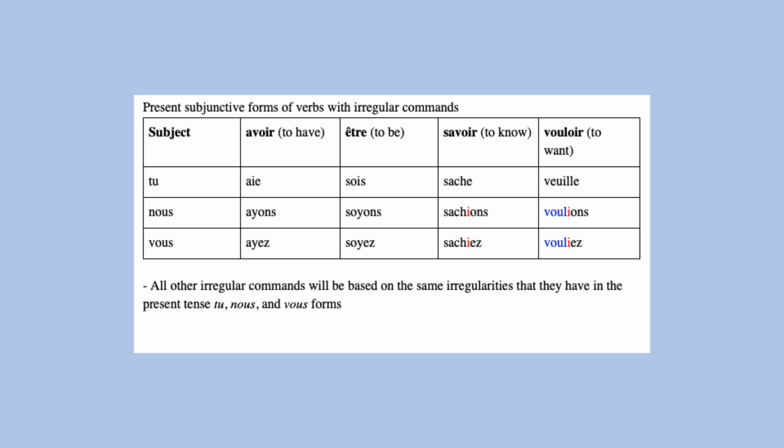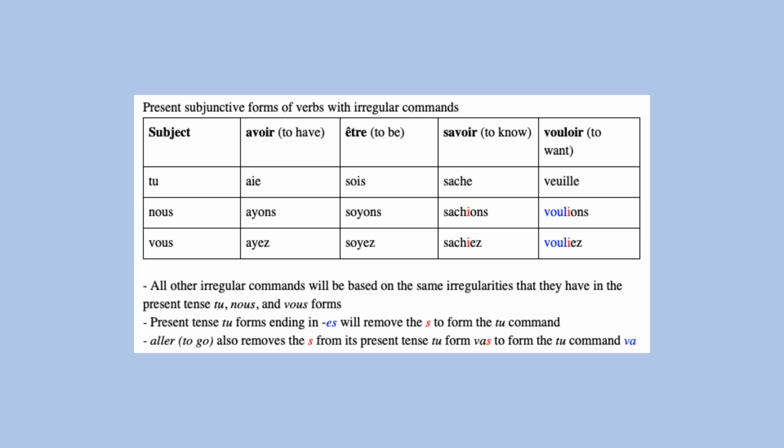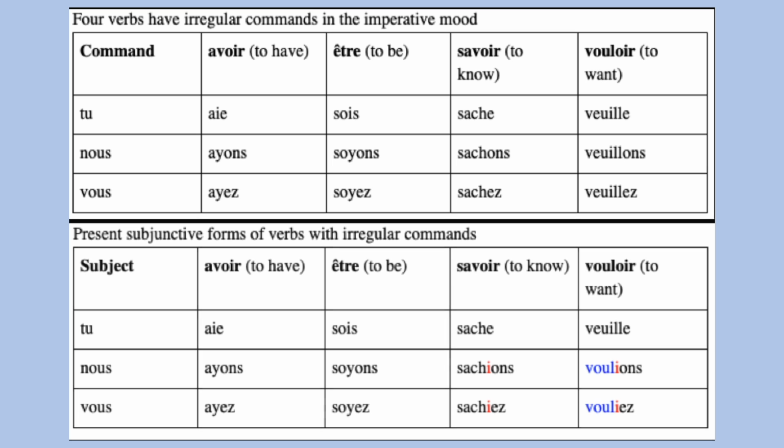All other irregular commands will be based on the same irregularities that they have in the present tense tu, nous, and vous forms. And present tense tu forms ending in es will remove the s to form the tu command. The verb aller also removes the s from its present tense tu form va to form the tu command va without the s. And here is a side-by-side comparison of the command forms and present subjunctive forms of these 4 verbs.